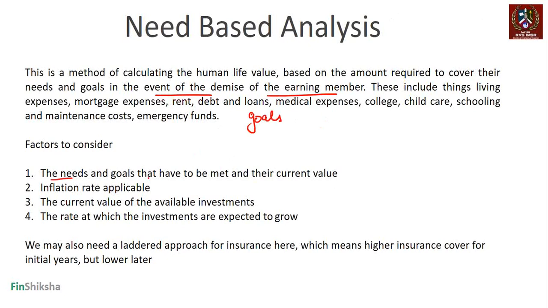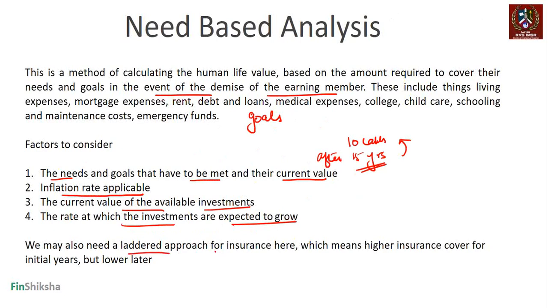So you have to consider the needs and goals that have to be met and their current value, and the inflation rate applicable. Why is that? It is because college education today might be 10 lakhs, but after 15 years, the number might be something else based on inflation. Also the current value of available investments and the rate at which investments are expected to grow. We may also use a laddered approach for insurance here, which means higher insurance in initial years but lower later. Let's broadly understand the premise of this. We will obviously do the calculation at some point.